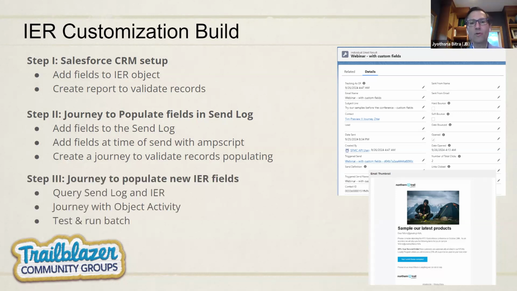Then we're going to create a journey to validate that the Send Log is being populated correctly. And then the last step is where we're going to use a journey to populate those records in the individual email results objects themselves. So we're going to create a query that joins the Send Log and the individual email results synchronized data extension, create a journey with that object activity, something that we've showcased before, so it's not going to be brand new for most of us, and then test and run that batch through.